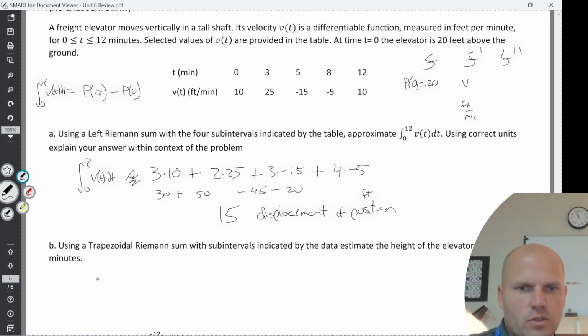Use a trapezoidal sum to estimate the height of the elevator. Well, to find the height of the elevator, you need to add your initial position to your displacement. So we're going to make sure we add the 20 to our displacement from 0 to 12 of V, which we are approximating.